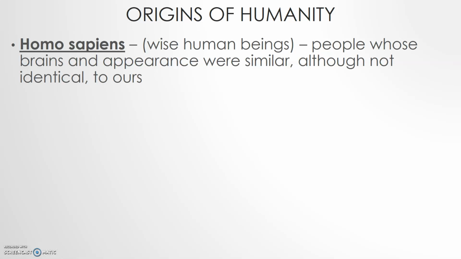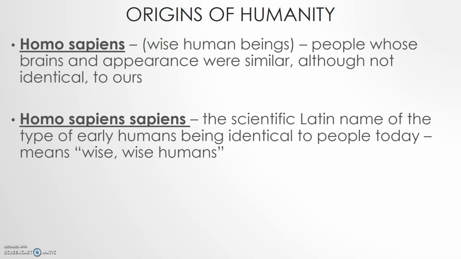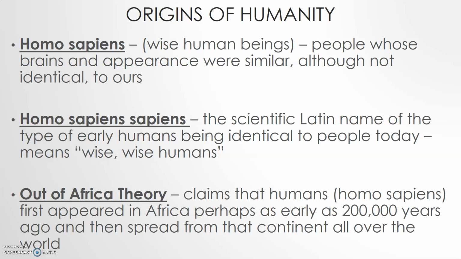Instead, we're going to talk about the first, what we call humans, the Homo sapiens, right? The wise human beings. Their brains and appearance were similar, although not identical to ours. That's in the archaeological records where we start talking about them. So what are we then? We are Homo sapiens sapiens. This is the scientific Latin name for early humans who are identical to what we are today. It means wise humans. Their brains and appearance are identical to what we are today, in the way we function.